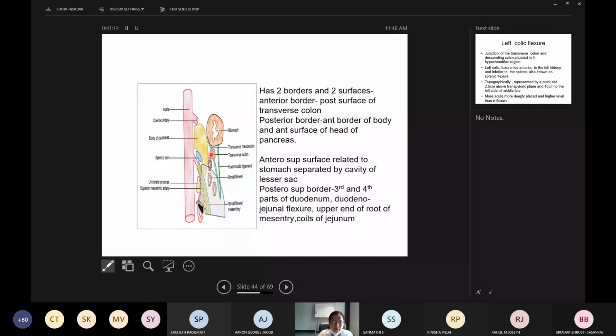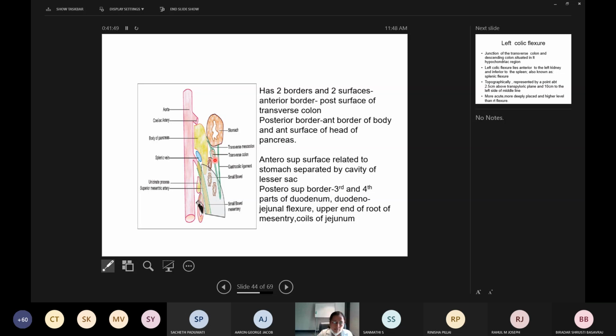so this is the transverse colon here. You can see the borders and the surfaces, anterior border and the posterior border. This is the anterior border, this is the posterior border. It has two borders and two surfaces. Anterior border is attached to the posterior surface of the transverse colon and the posterior border. So this is the pancreas, the yellow one what you are seeing here. These are all the coils of the small intestine here, and this is the stomach. So this is the transverse colon here.